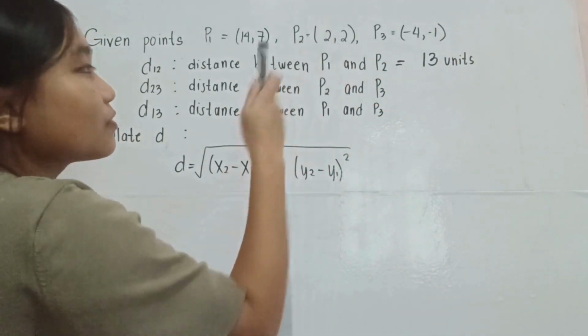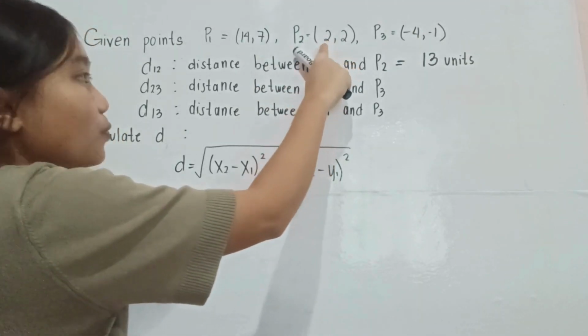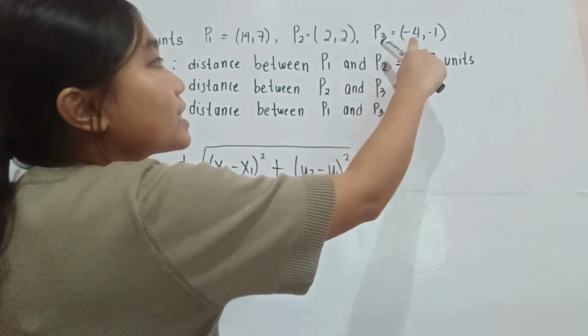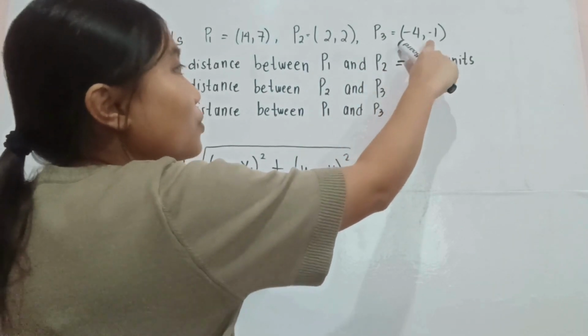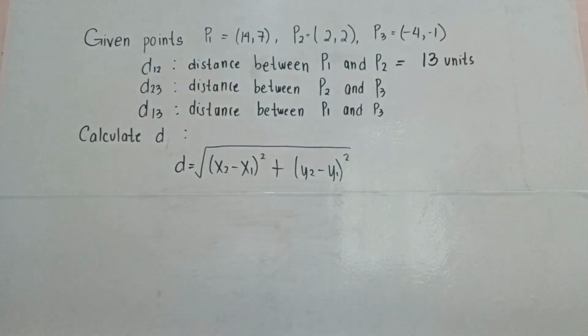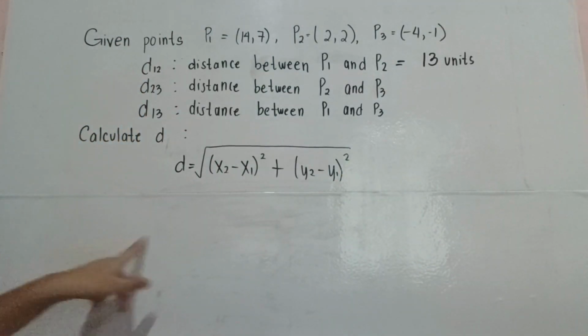For the x value of point 2, we'll label it as x sub 1, the y value as y sub 1. For point 3, we'll label its x value as x sub 2, and its negative 1, which is its y value, as our y sub 2. Now, let's substitute these values in our formula.